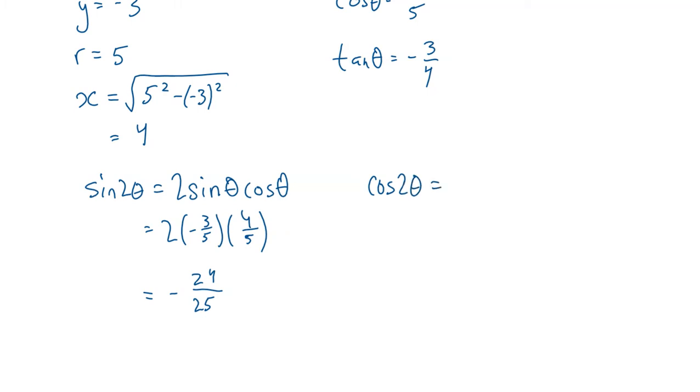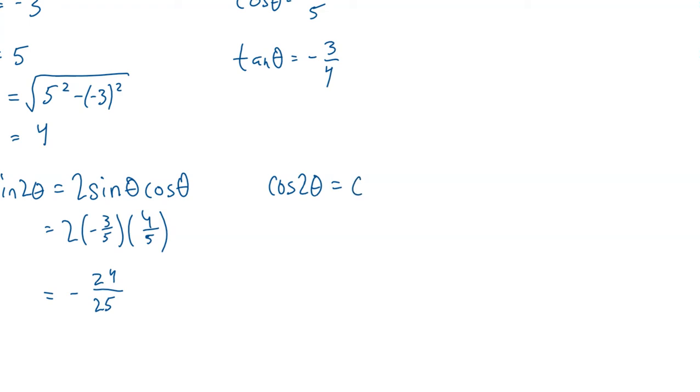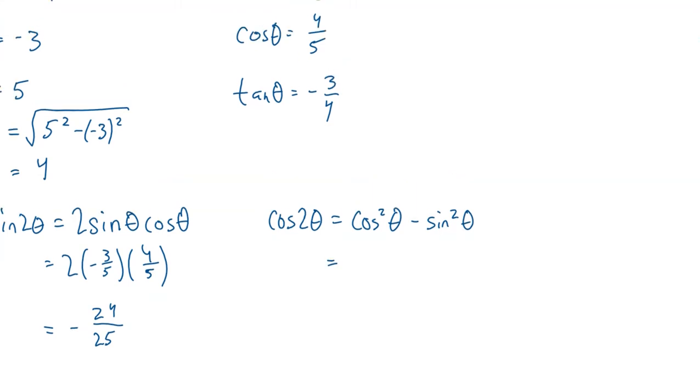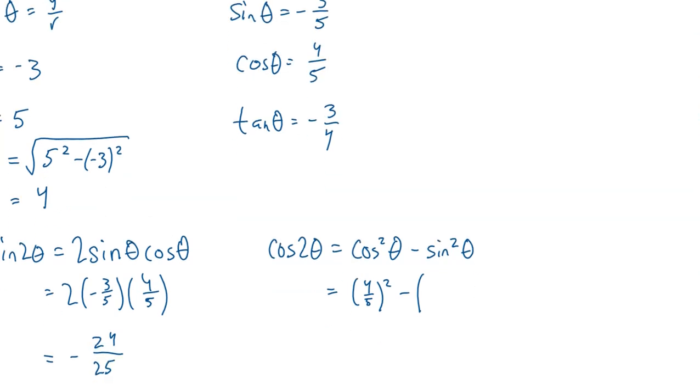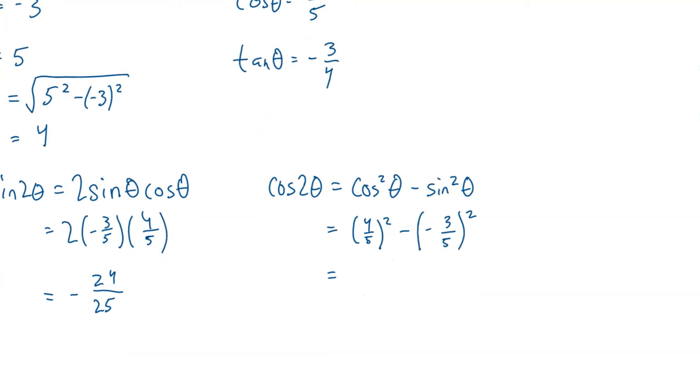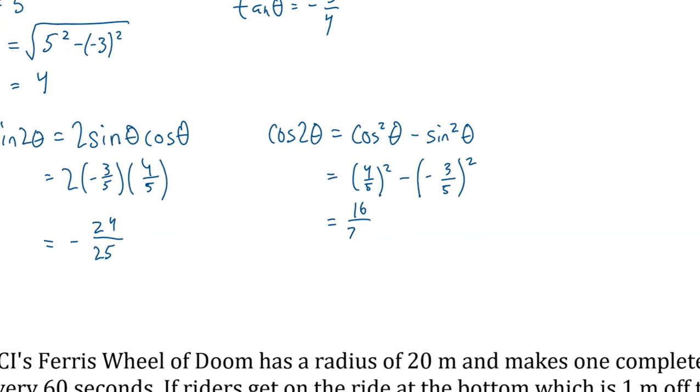Cos 2 theta has 3 versions. Pick your favorite. I don't think any one of them is easier than any other, but some people might. So again, cos theta is 4 over 5. Sine theta is negative 3 over 5. This is 16 over 25 minus 9 over 25. So 7 over 25.